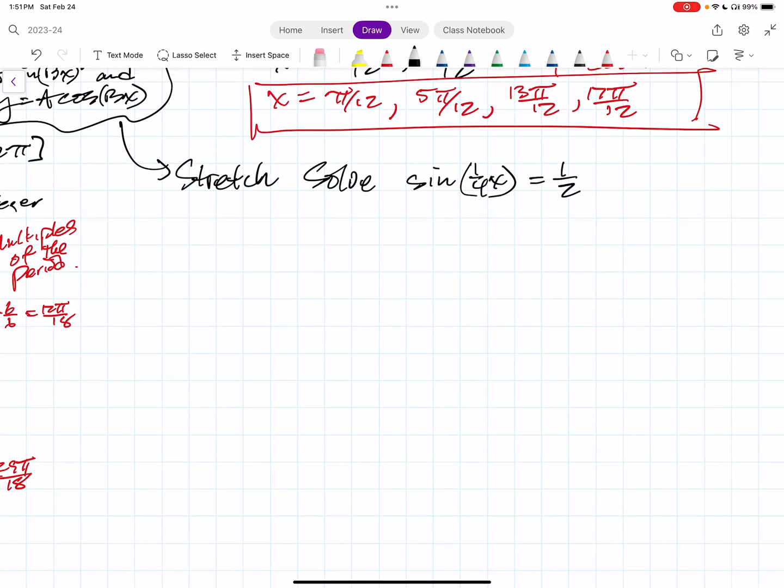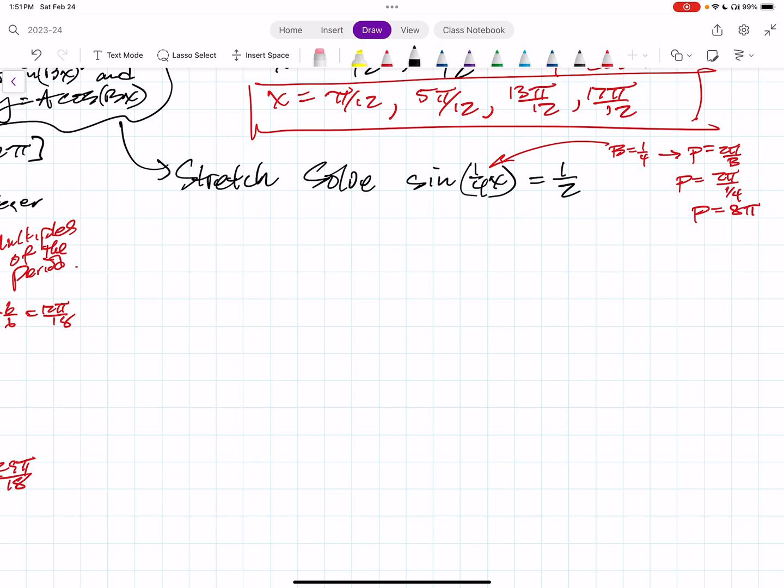So let's zoom in here. So now what's going on? So now, okay, look, b is 1/4, right? So if b is a fourth, that tells you that the period is 2 pi divided by b. So my new period is 2 pi divided by 1/4, which means that the period is 8 pi. Holy cow. Okay, that is a stretch, my man.